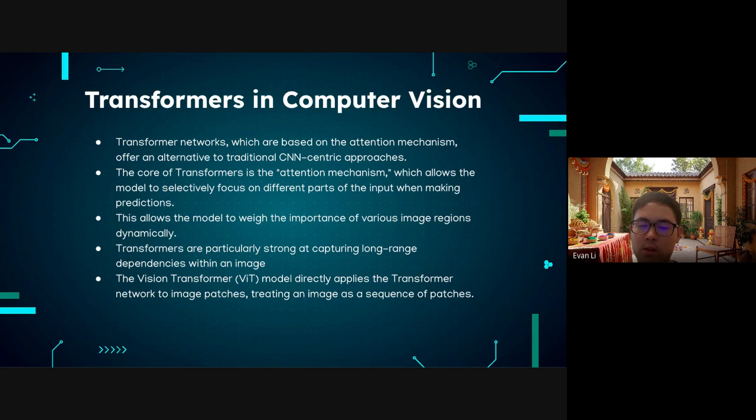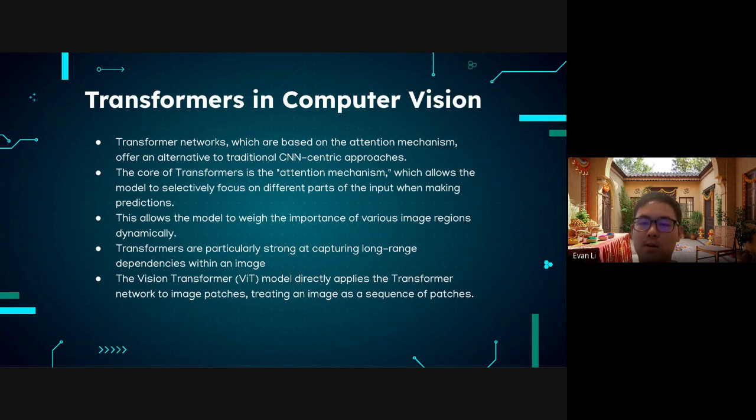The central innovation driving the power of transformers is the attention mechanism. Imagine a computer vision model that can intelligently focus its attention on the most relevant parts of an image when making a decision, much like humans selectively attend to different regions of a scene. This is precisely what the attention mechanism enables. It allows the model to dynamically weigh the importance of different image regions or patches when processing the image, effectively prioritizing the most informative parts for a given task.